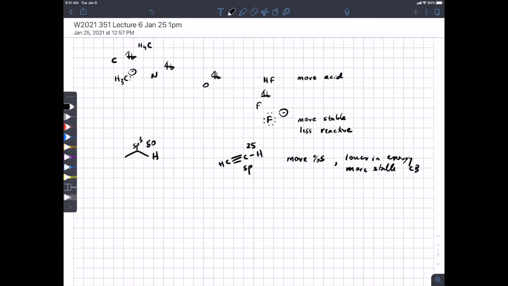You can also think of sp hybridized carbons as being more electronegative because, as far as we're concerned, electronegativity really comes from orbital energies anyway. All right.